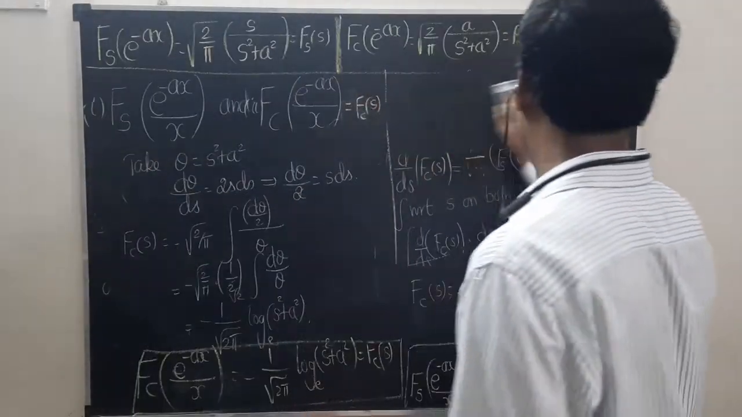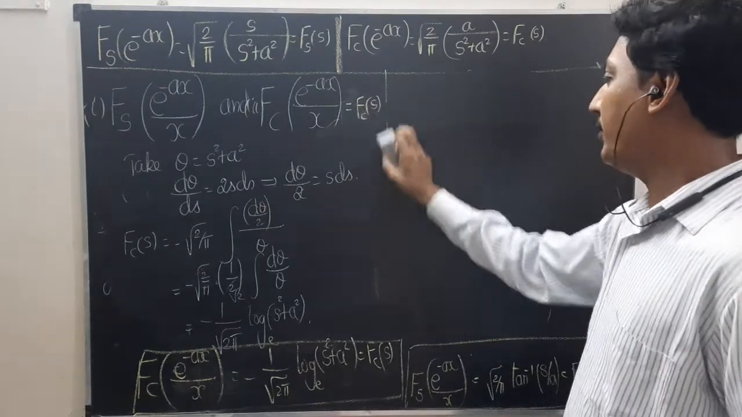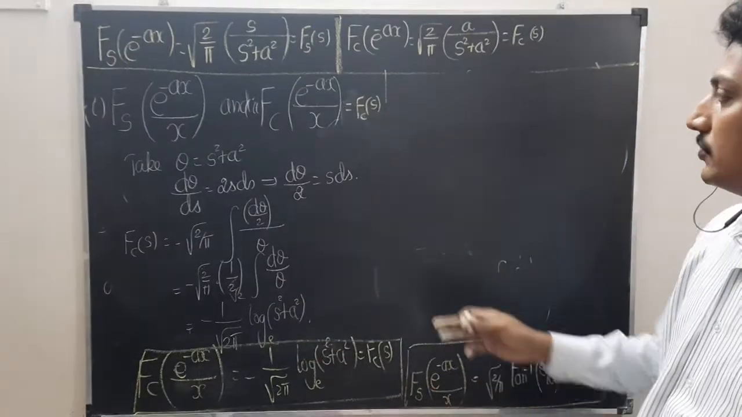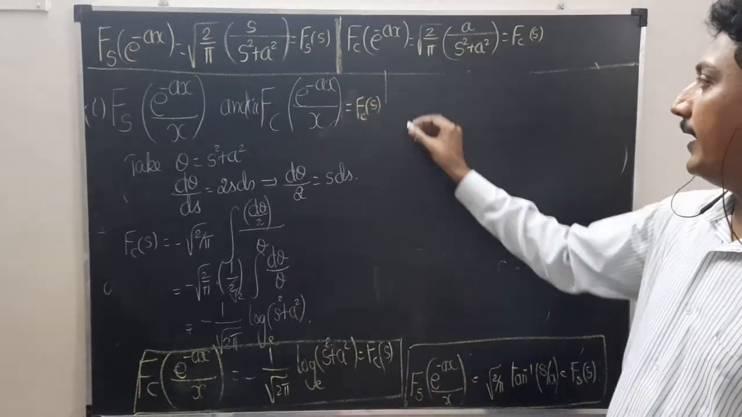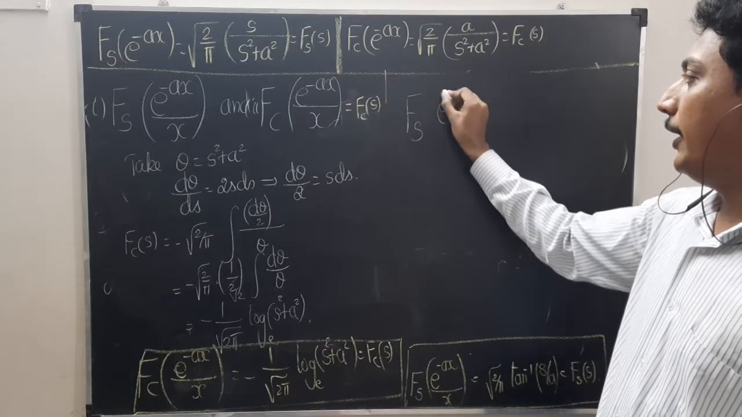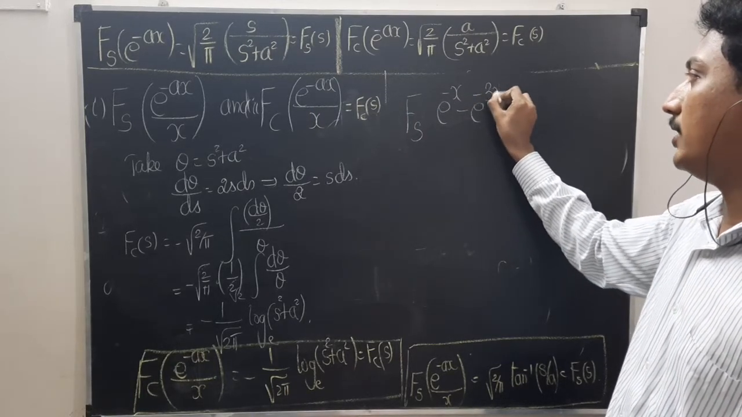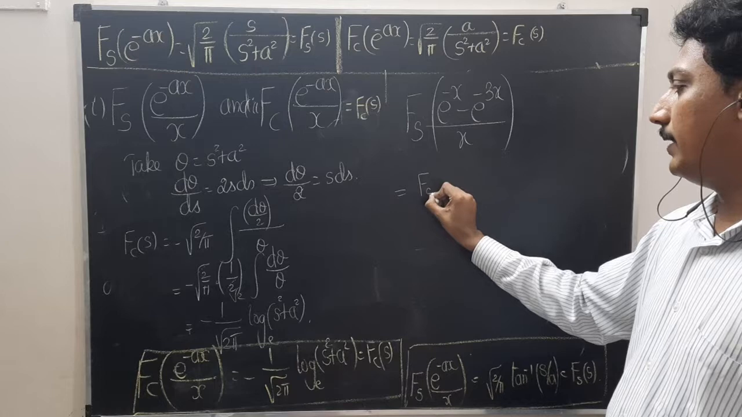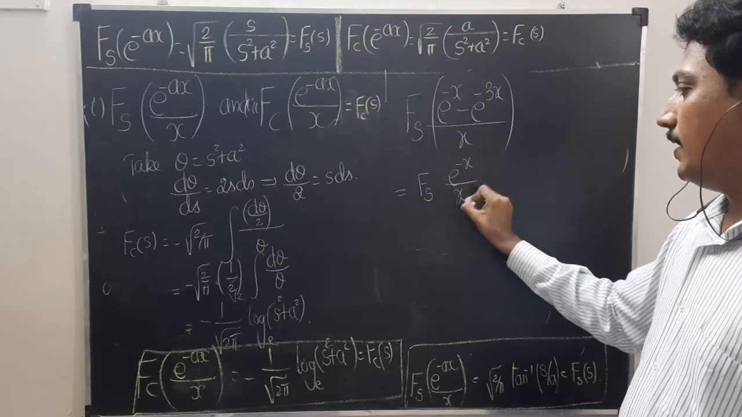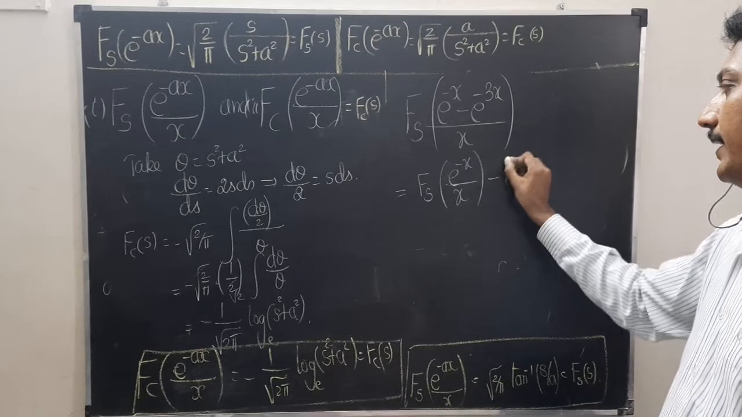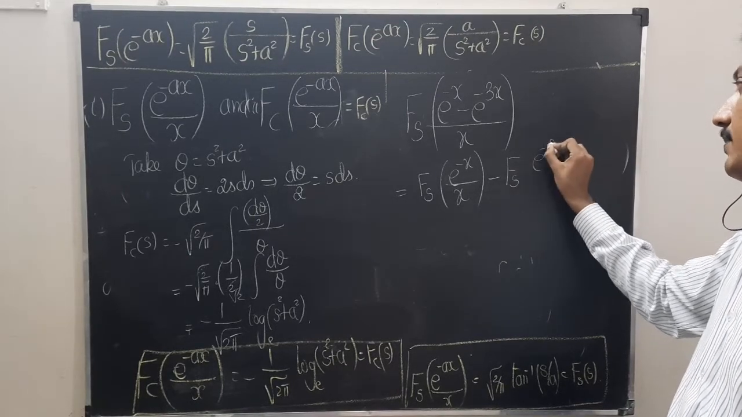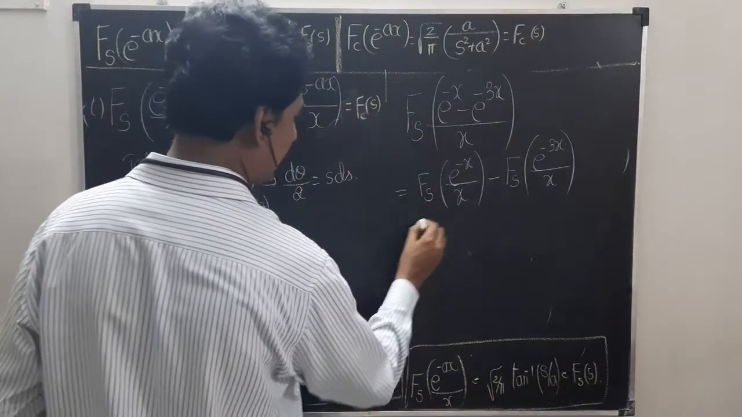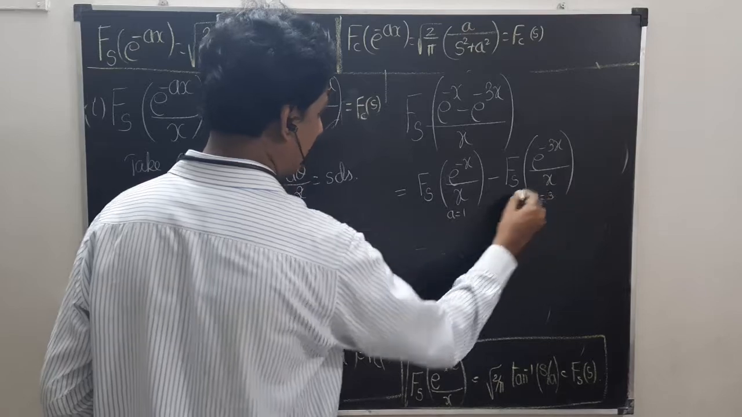Suppose my question is: after getting the Fourier sine transform of e to the power minus x by x and the Fourier cosine transform of e to the power minus x by x, hence find the Fourier sine transform of e to the power minus x minus e to the power minus 3x by x. Very simple. By using the linear property, this can be rewritten as the sine transform of e to the power minus x by x minus the sine transform of e to the power minus 3x by x. We already know the value for the sine transform of e to the power minus ax by x, so we substitute a equal to 1 here and a equal to 3 there, and we get the answer.